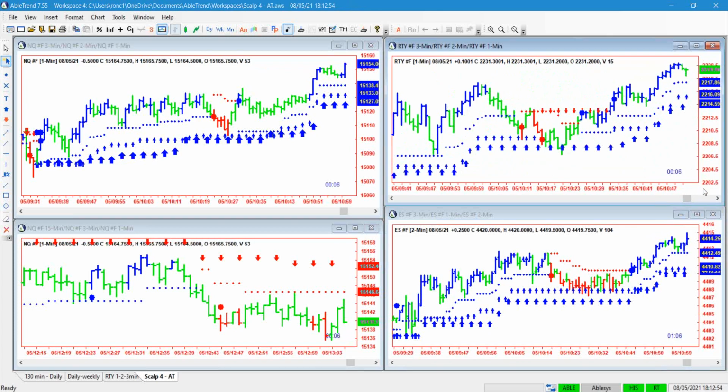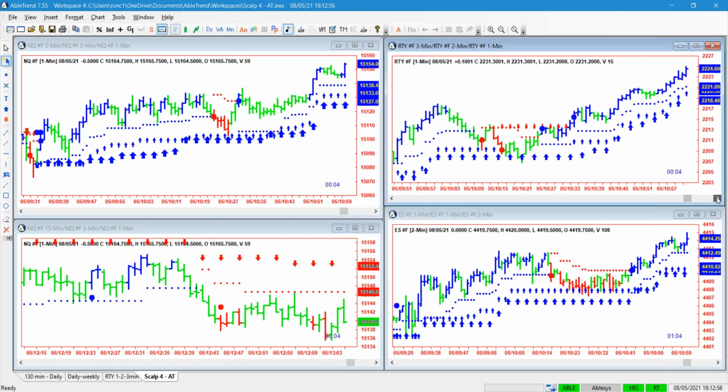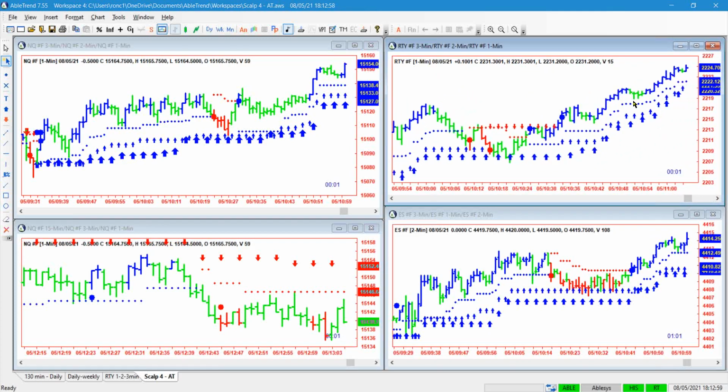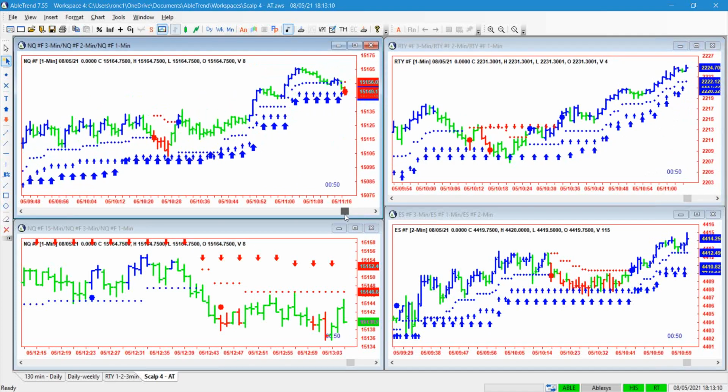But otherwise, this thing just took off. Look at this thing go. You're still in it, never had. Here's two greens. Stop goes half a point below, never hit it. Kept on going higher. Everything is still blue. Blue bar, blue dot, blue arrows.